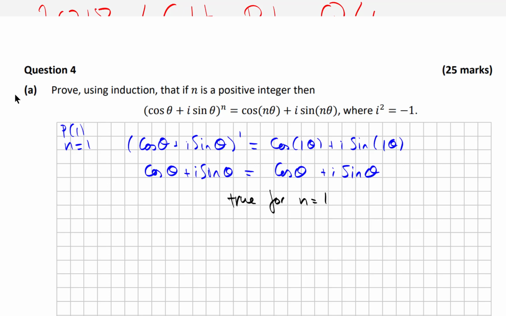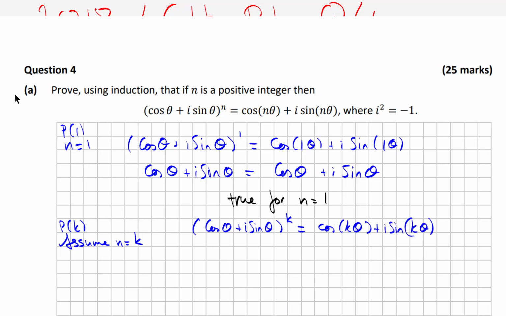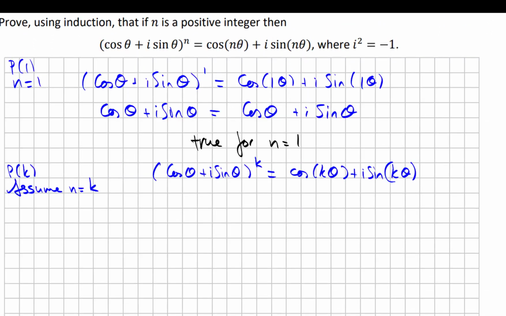Right, moving along. So P(k). That's where we assume it's true for n equals k. So we're assuming that the following is true: (cos theta + i sin theta) to the power of k is equal to cos k theta + i sin k theta. So we're assuming this is true, and then we have to prove that it's true for n equals k plus 1.